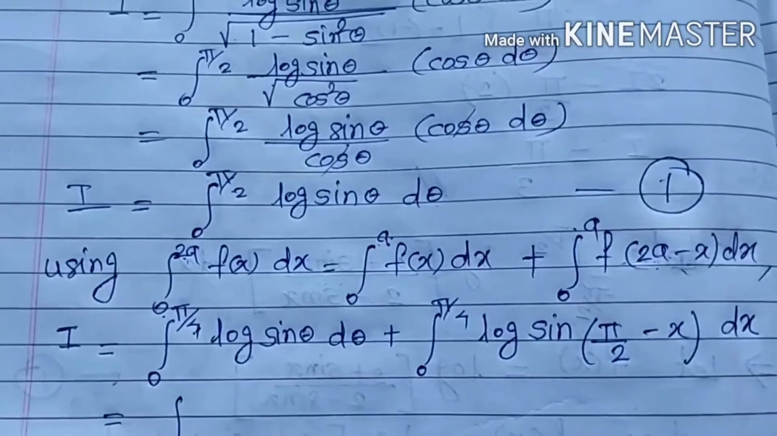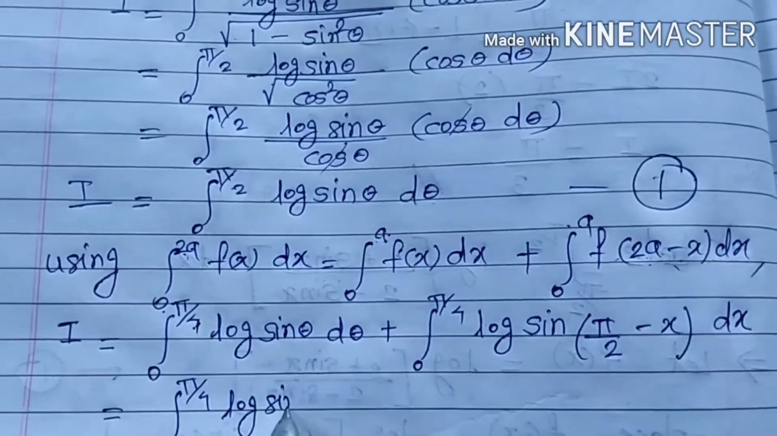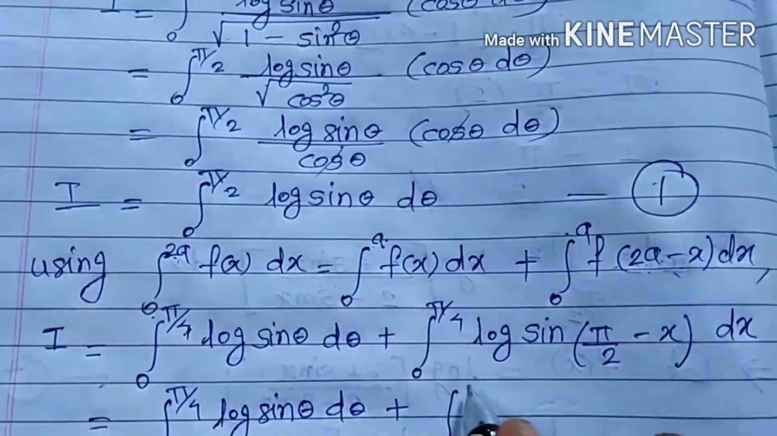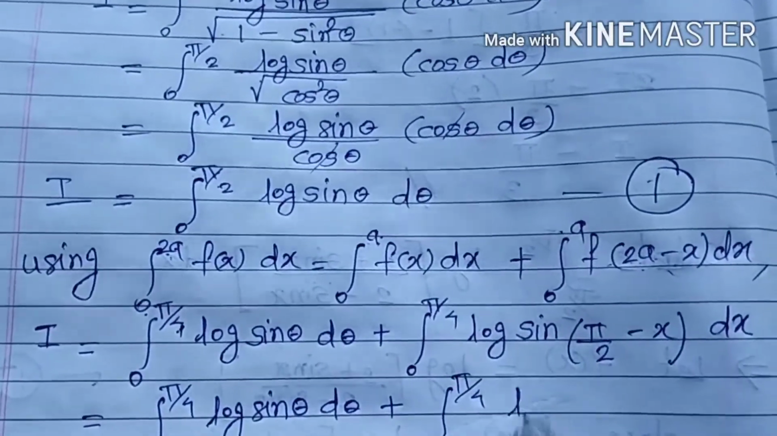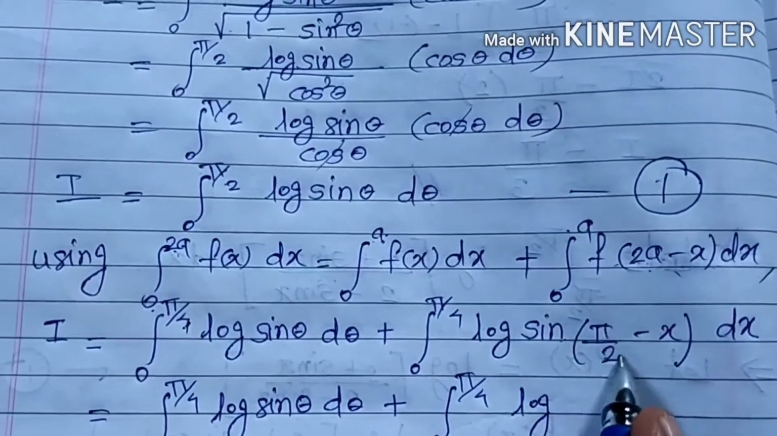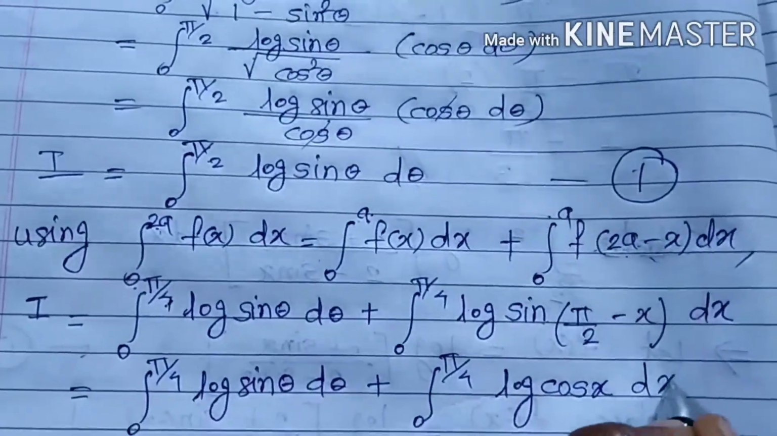Now this is the integral from 0 to pi by 4 of log of sin theta d theta plus the integral from 0 to pi by 4 of log of, now using the allied angle, sin of pi by 2 minus x is cos x dx.